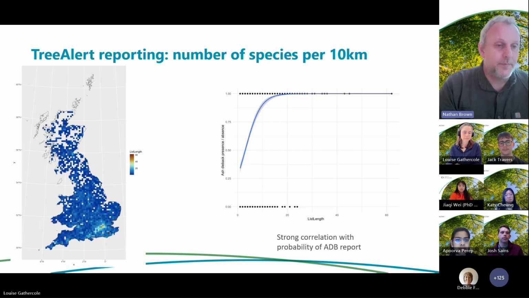So we know there's bias. What we want to find out is whether this has a link to ash dieback. So we can look at which of these squares have ash dieback reported within them, and we can see there's a really, really clear link. The more species that get reported, the more likely an ash dieback report is to occur.